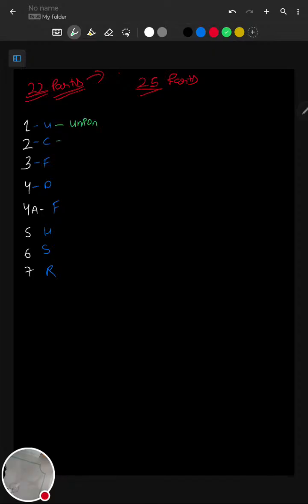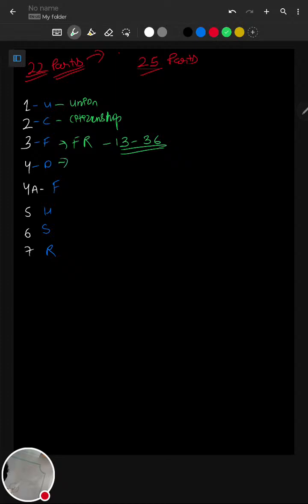Second part is your citizenship. Third part is your fundamental rights, which goes from Article 13 to Article 36. Then it is your DPSP, Directive Principles of State Policy, which are for social and political welfare. DPSPs are from Article 37, which is the definition of DPSP, till Article 51.